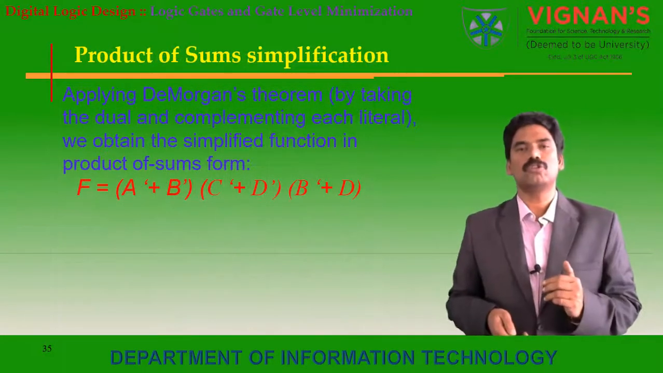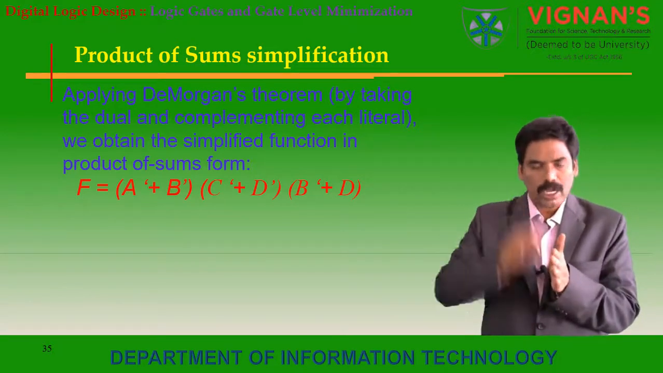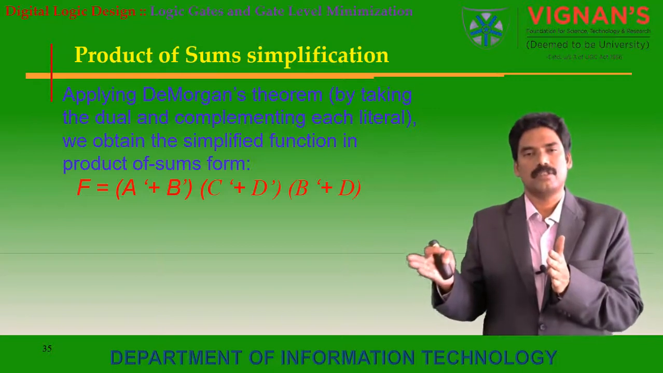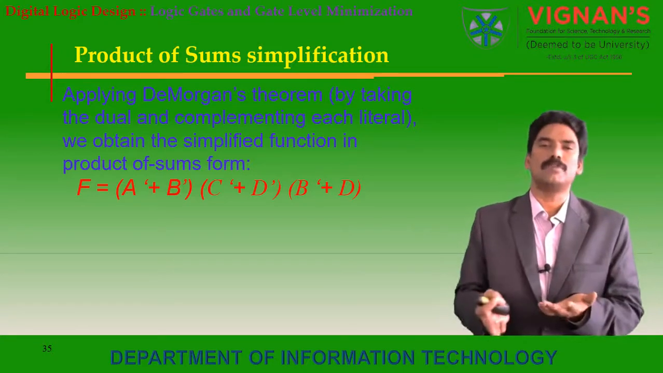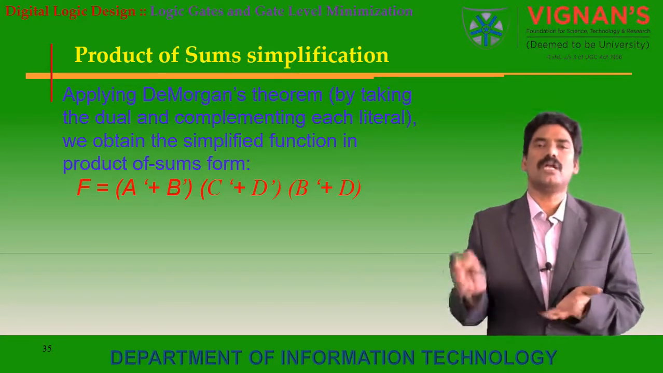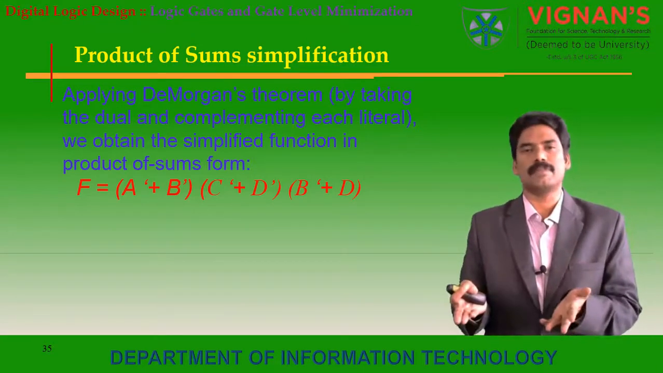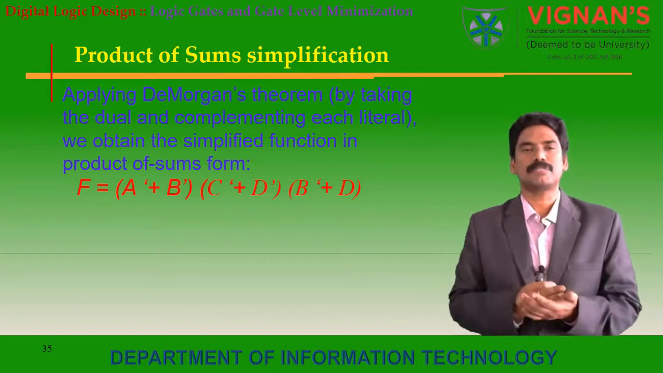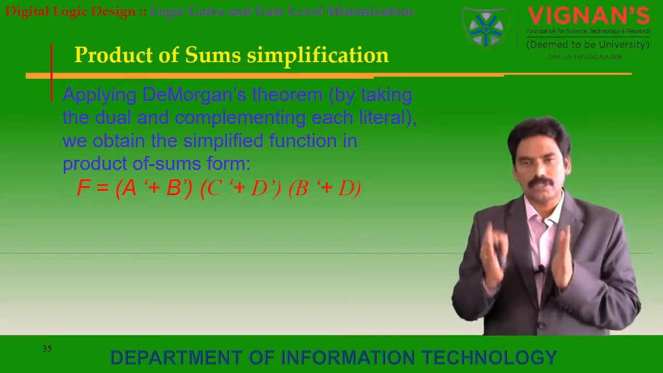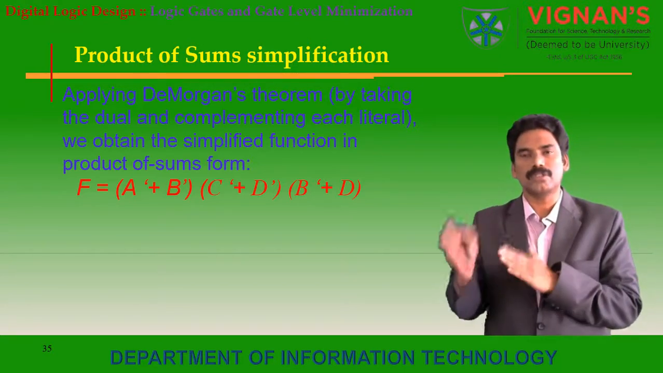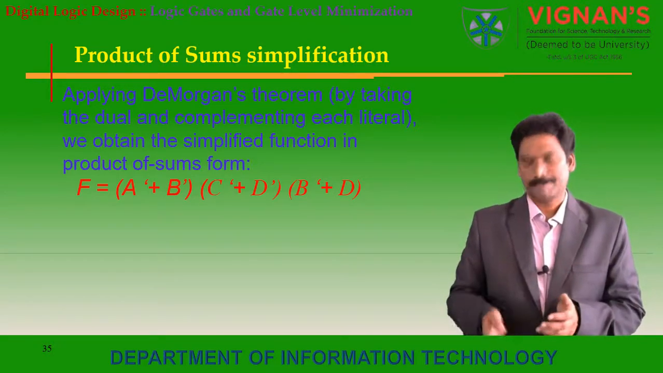So what do we have to do? We have f complement, and we have to get f. For that, we have to perform complement, using De Morgan's law or by taking the dual and complementing each letter. If we use De Morgan's law or any other method, we will get this expression: f is equal to (a bar plus b bar) into (c bar plus d bar) into (b bar plus d). This is the product of sums simplified expression.